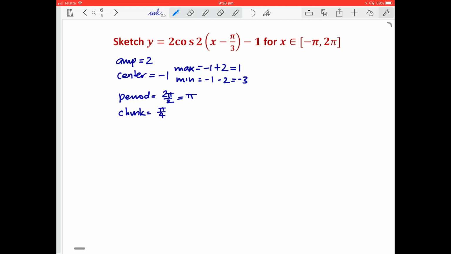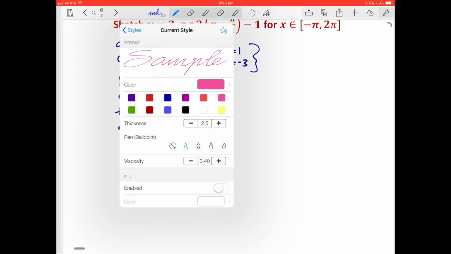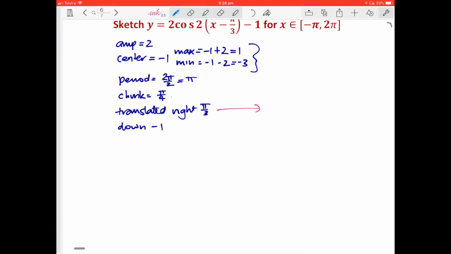Our chunk is pi on 4, which is nasty with our translation. We have 2 translations. Translated right pi on 3, down -1. However, we've taken that -1 down into account here, don't forget. Okay, so let's put it all into our nice chunks. Seems to all be pi on 12s at the moment. Pi on 12, 3 pi on 12, 4 pi on 12.